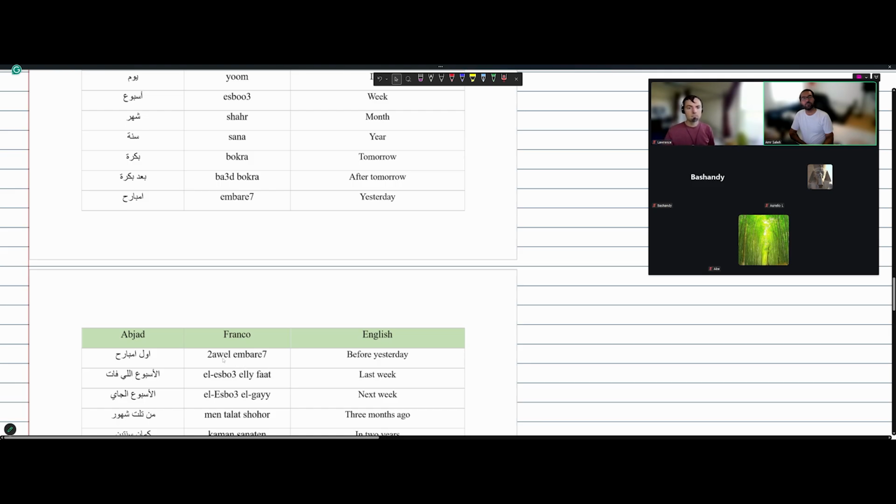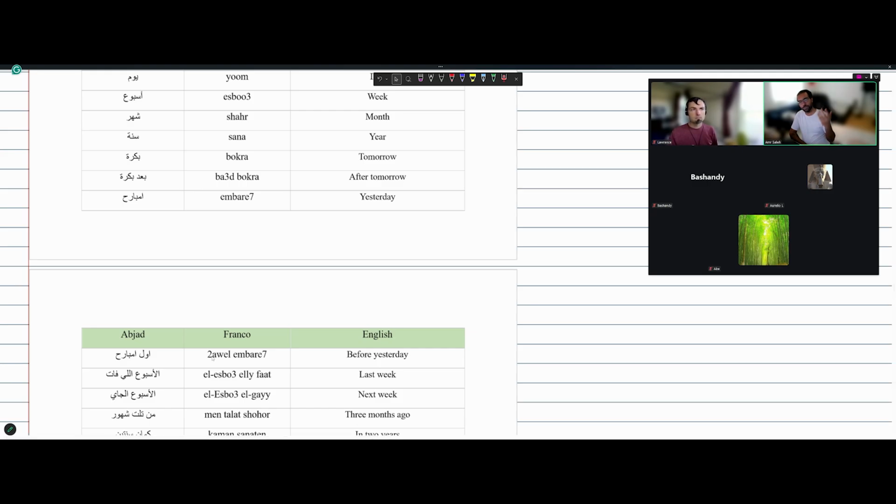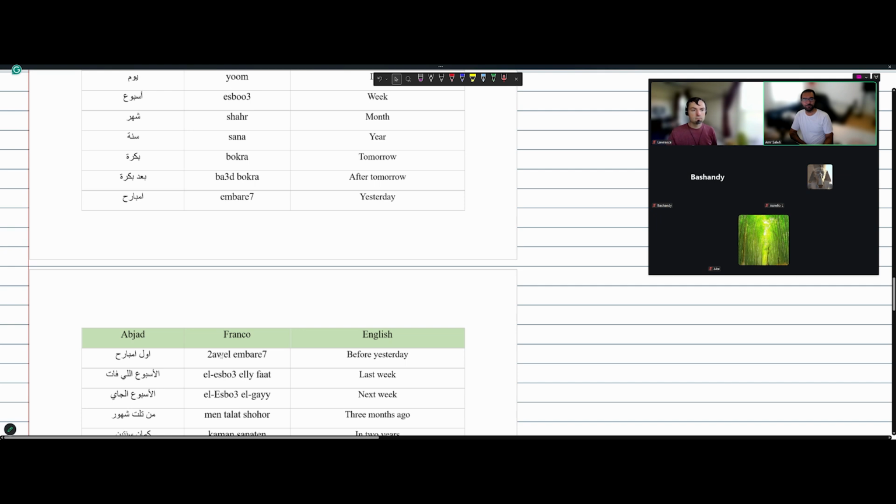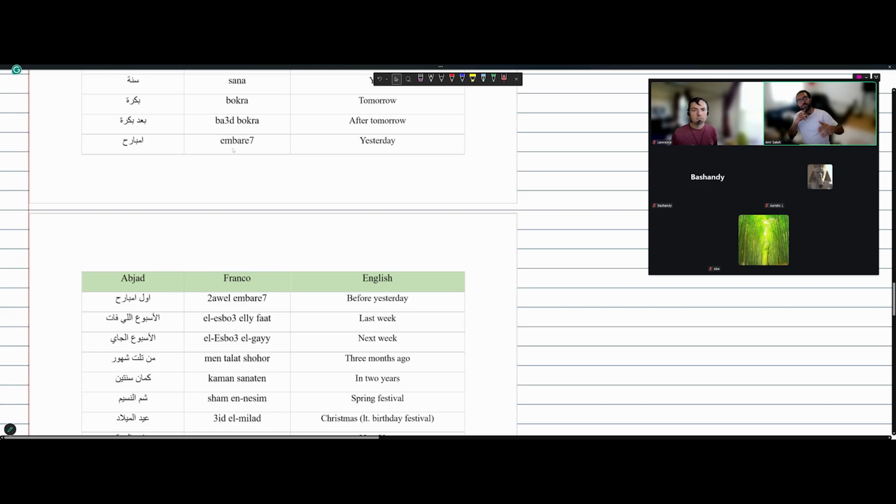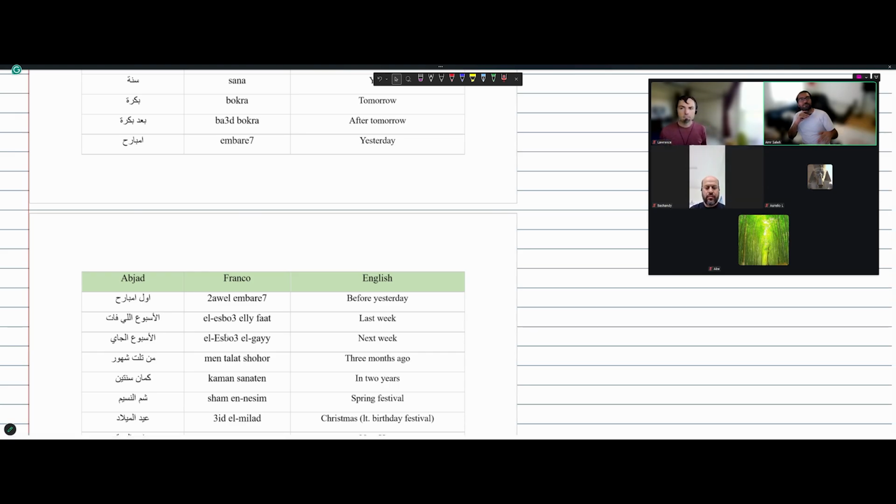So Awel means something like first. I don't really follow the logic of why here it means before, but Awel Imber means before yesterday. If you want to say the day after tomorrow, it's basically how I say it in English right now. So you say Ba'ad Bukra. So the day after tomorrow. At some point you just use numbers. So Ba'ad Talat TM. So after 3 days.